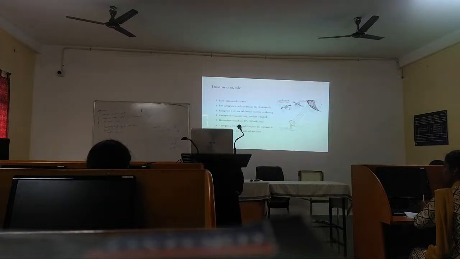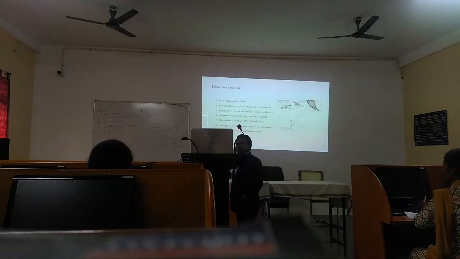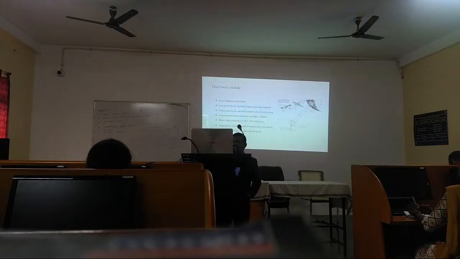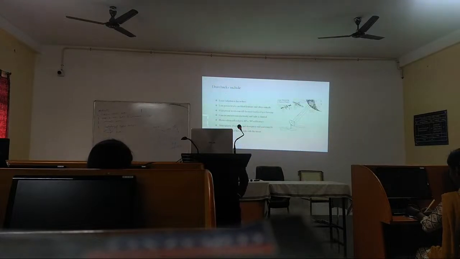High power levels can kill through localized spot hitting. Okay, so there is a possibility for killing also. So maybe each one can design a laser weapon. Conversion between electricity and light is limited using lasers. PV cell achieves 40 to 50% efficiency. Atmospheric absorption and scattering requires direct line of sight with the target.